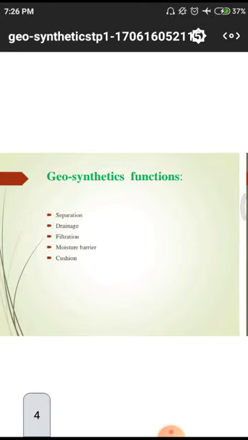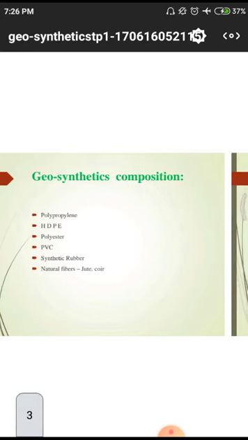Next, what are the functions of geosynthetics? In the previous case we discussed different compositions, and here we observe functions. First of all, separation. That means layer-to-layer separation takes place when we use these geosynthetic materials. Why? Because the top layer and bottom layer need to be separated, so that from the top layer we can control the seepage of water from top to bottom, or any other forces and disturbances in some cases. All of those will be separated.